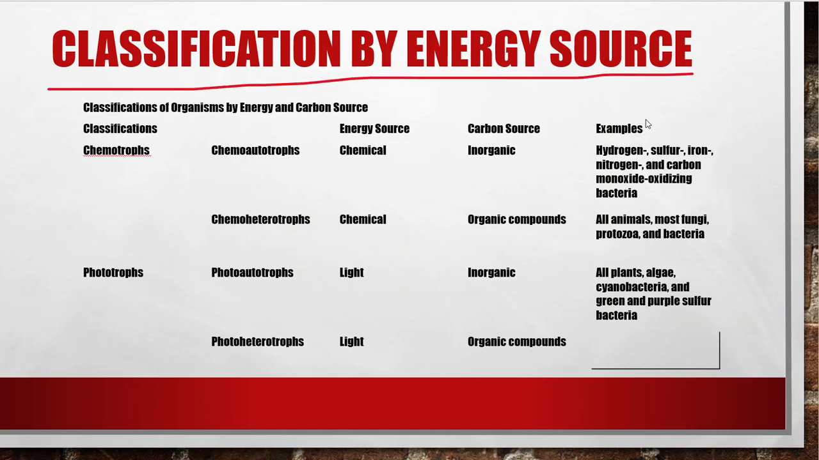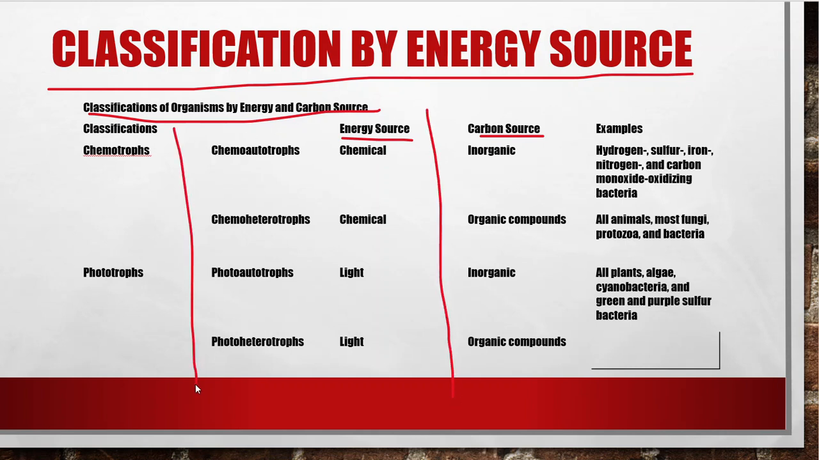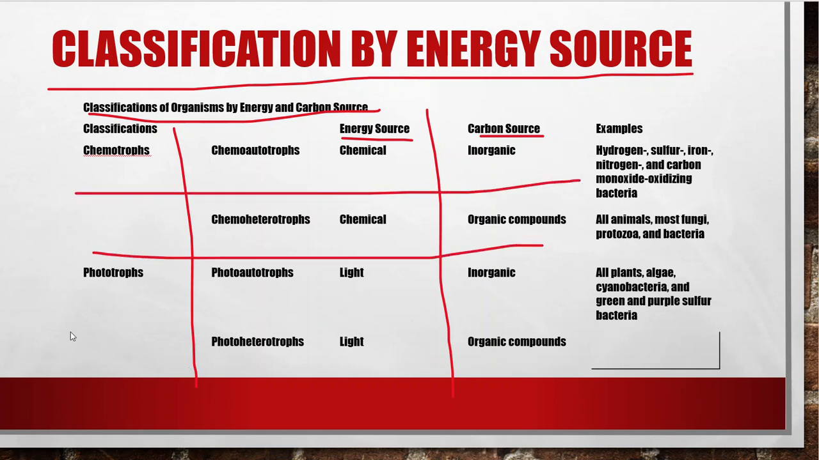This is how we classify organisms by where they get their energy and where they get their carbon. So let's make ourselves a table. Okay, so chemotrophs, these are guys that get their energy from chemicals like us.